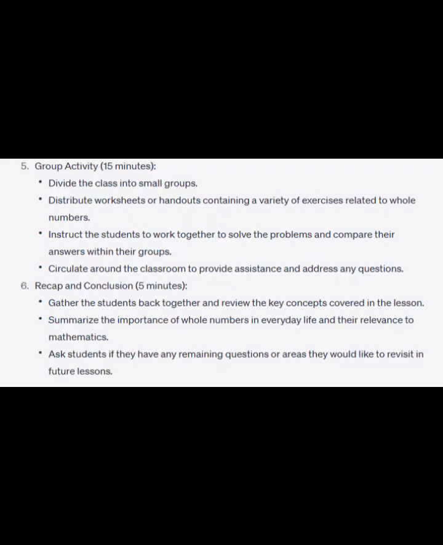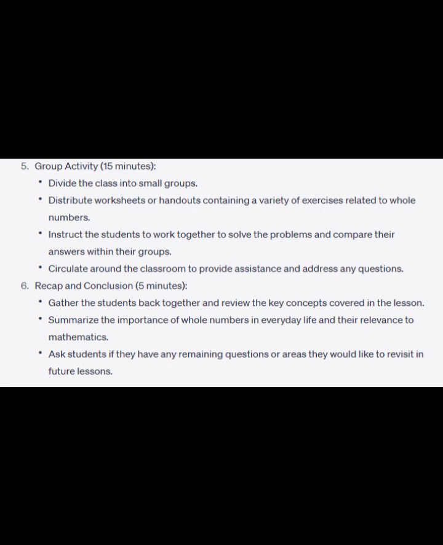Group activity, 15 minutes. Divide the class into small groups. Distribute worksheets or handouts containing a variety of exercises related to whole numbers. Instruct the students to work together to solve the problems and compare their answers within their groups. Circulate around the classroom to provide assistance and address any questions.